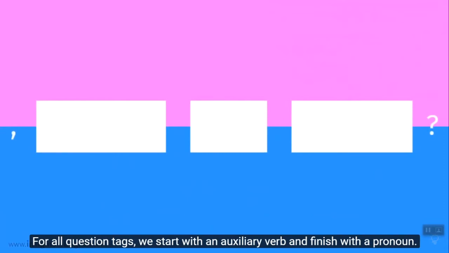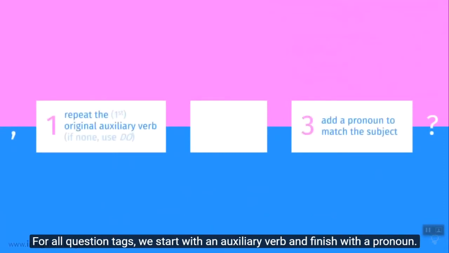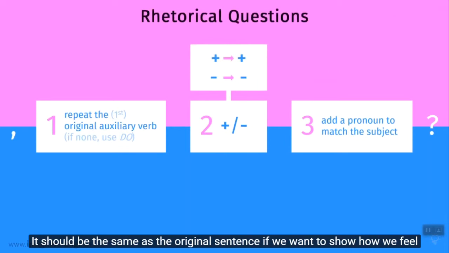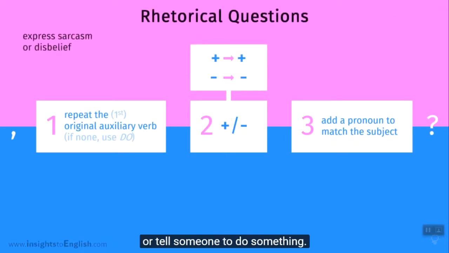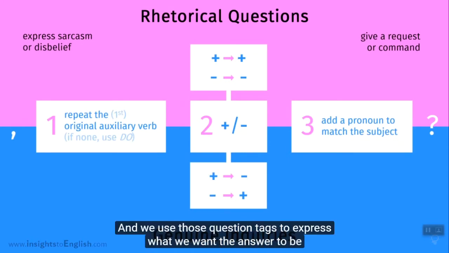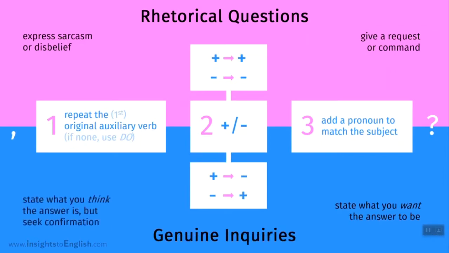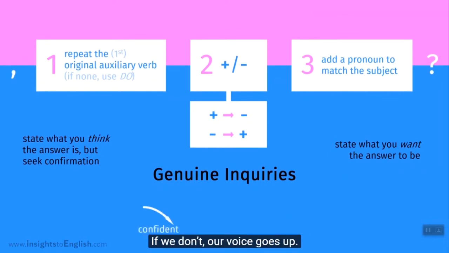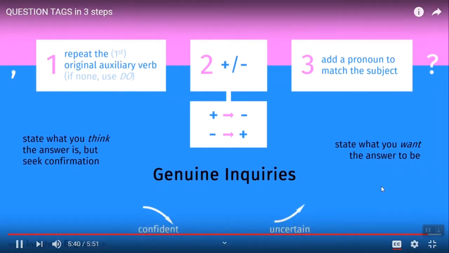For all the question tags, we start with an auxiliary verb and finish with a pronoun. Yes. And a tag can be either negative or positive. It should be the same as the original sentence if we wanted to show how we feel or tell someone to do something. But if we're really asking a question, the tag should be the opposite of the original sentence. That's right. And we use those question tags to express what we want the answer to be or what we think it is. If we feel good about it, our voice goes down at the end. If we don't, our voice goes up. You got it.